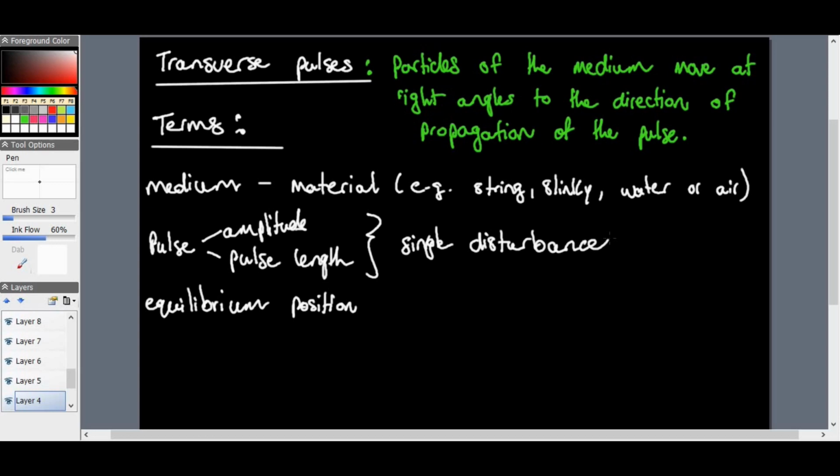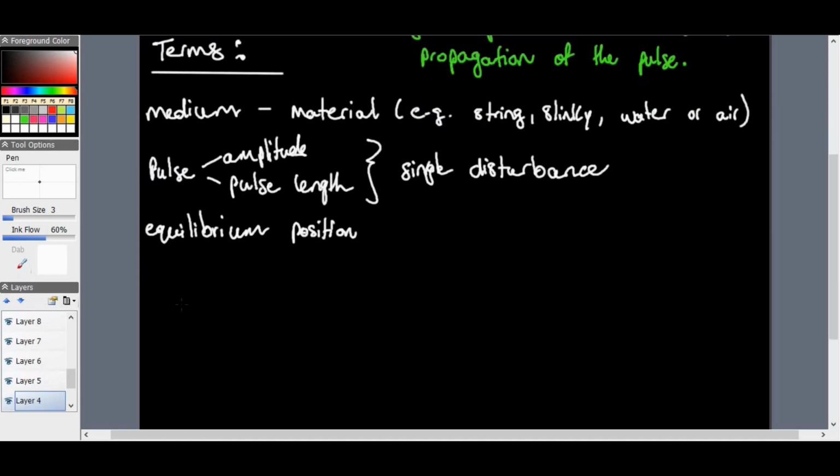The amplitude of a pulse is the maximum displacement of a particle of the medium from its equilibrium or rest position. If you must draw it, which I will in a second, I'll show you what the amplitude is. The pulse length is the distance between two ends of a pulse. The equilibrium position is the rest position, where the medium is at rest.